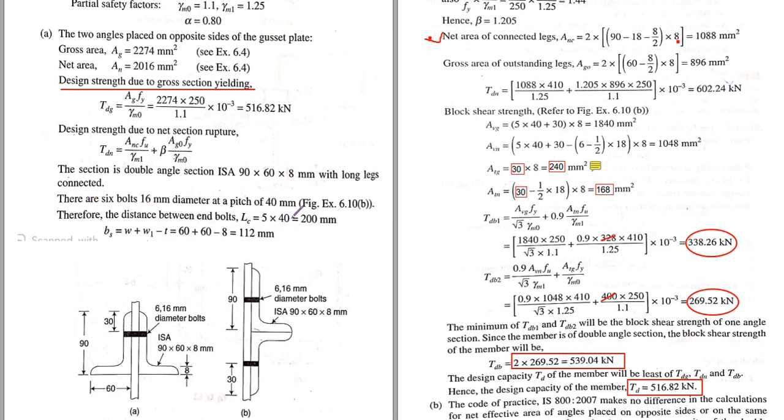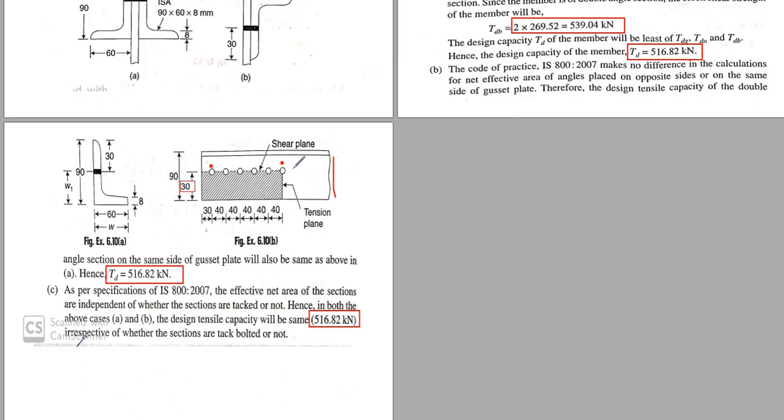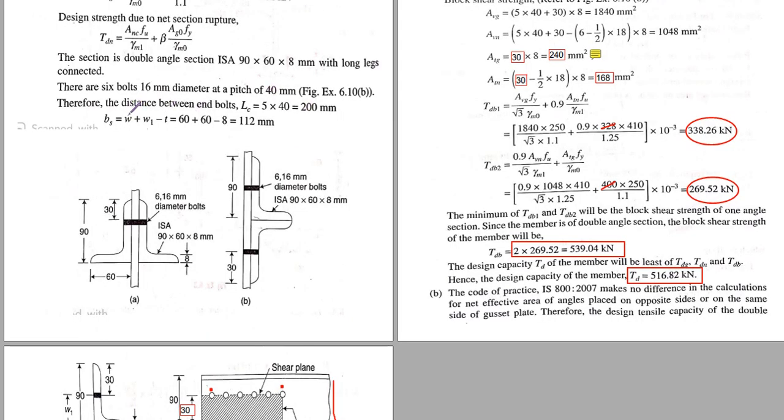Length of connection is 5 into 40, that means from first bolt to last bolt 5 into 40, and then W plus W1 minus T. This W is the outstanding leg width, that means this is 60 and this is 60 because this is 30, so total is 90. So if it is 30, then from this point to this point, this is the W1 actually. So W plus W1 minus T, that means 60 plus 60 plus 60 minus 8, so it will be 112 millimeter.